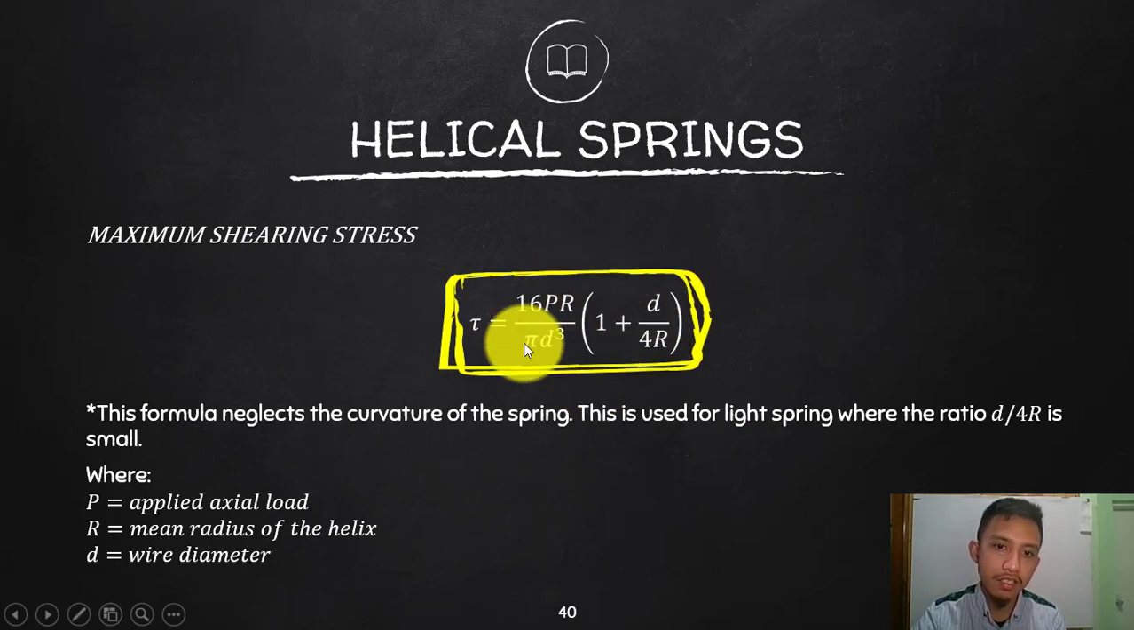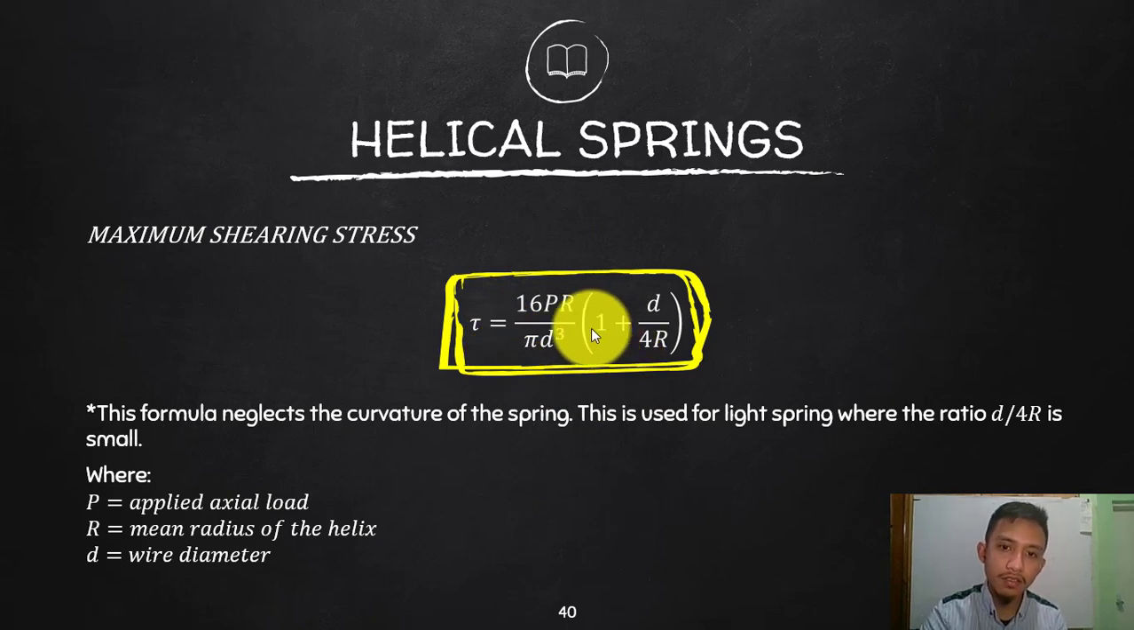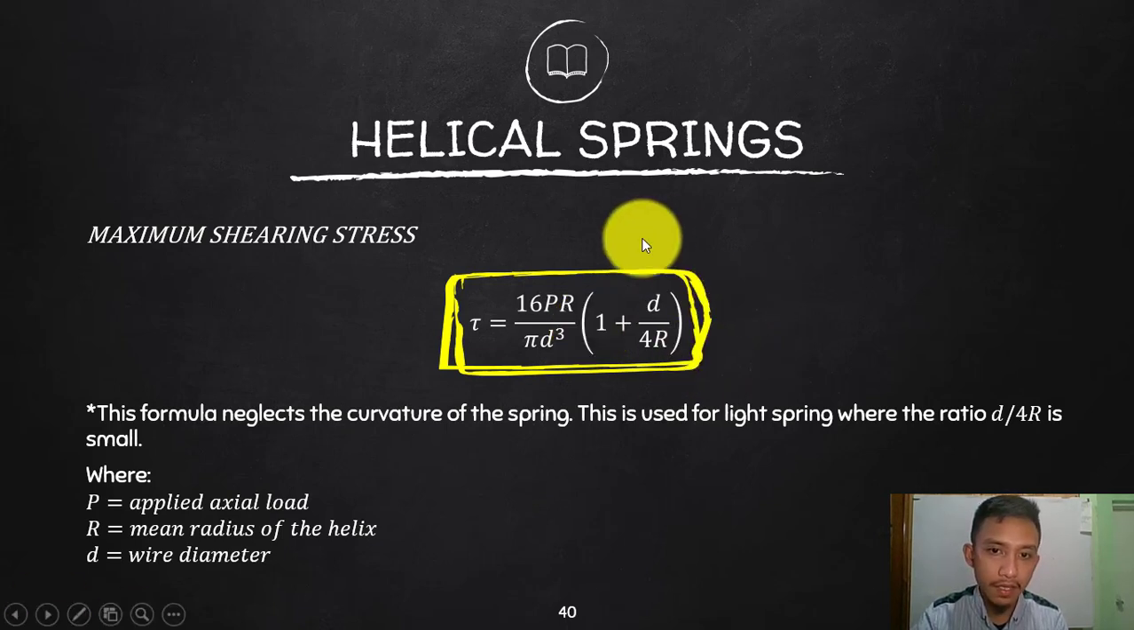So this is again derived. If you want to know about the derivation, you can go to the books and find out the derivation for the helical spring. You can also find it online; you can research on that. So this formula neglects the curvature of the spring.